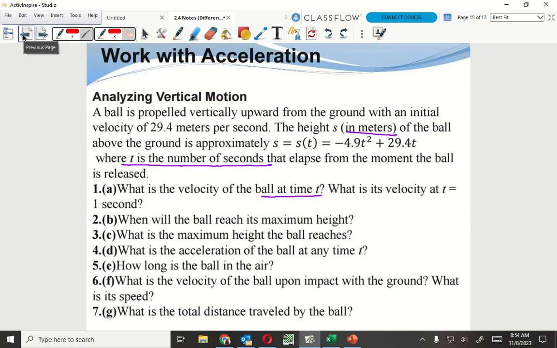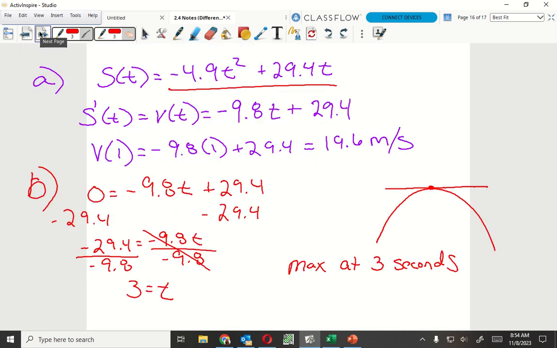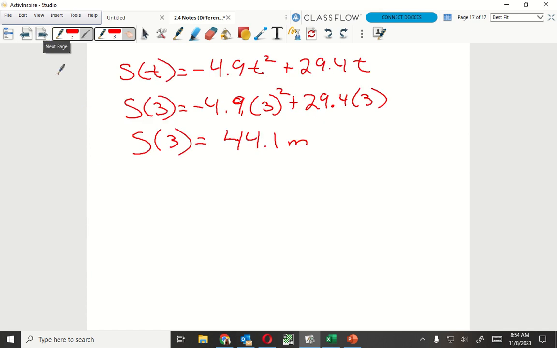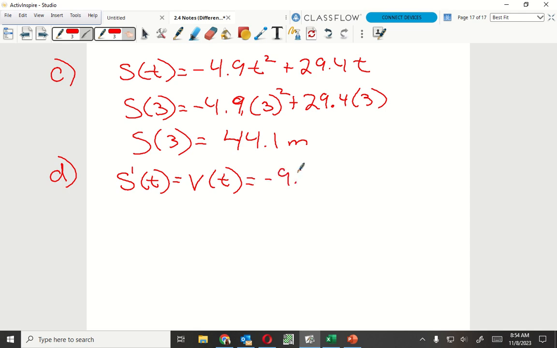What is the acceleration of the ball at any time t? All right. So we have velocity. This is c, and then we're going to do d, which is acceleration. So we said that s prime of t, which is the same as velocity of t, was going to be negative 9.8 t plus 29.4.